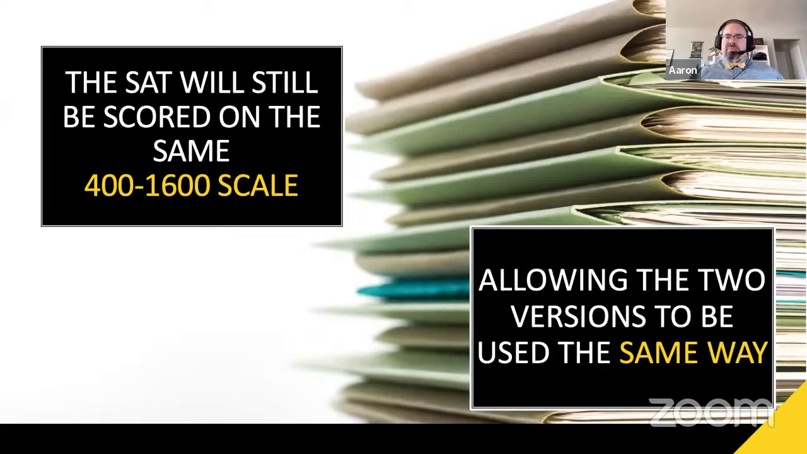So when it comes to the digital SAT, they want to make it so that if you get a 1450 on the pencil and paper SAT and you're applying with somebody else who had a 1450 on the digital SAT, colleges don't need to convert from one score to the other. They'll be able to compare it.